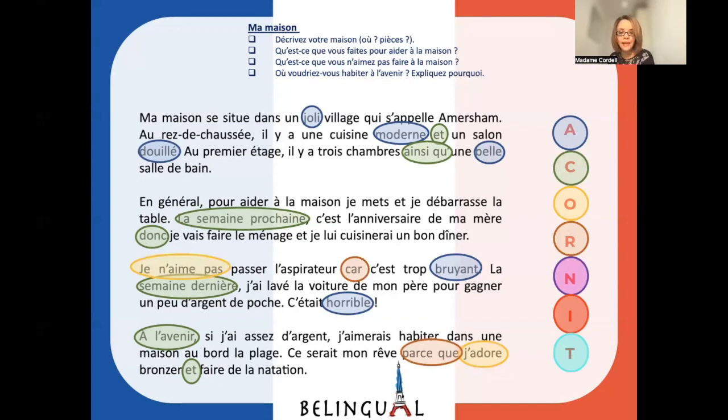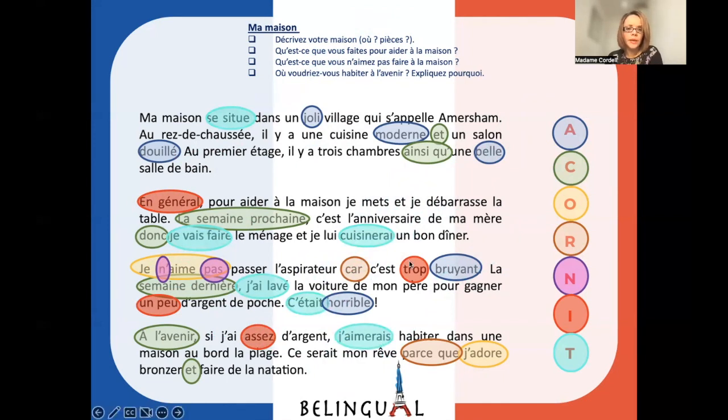In here, we've used car and parce que for because. We have one negative structure with ne pas. I will show you a few more shortly at the end. So in terms of intensifiers, we have en général, trop, un peu, and assez. Again, a nice little selection. And let's take a look at our tenses now.